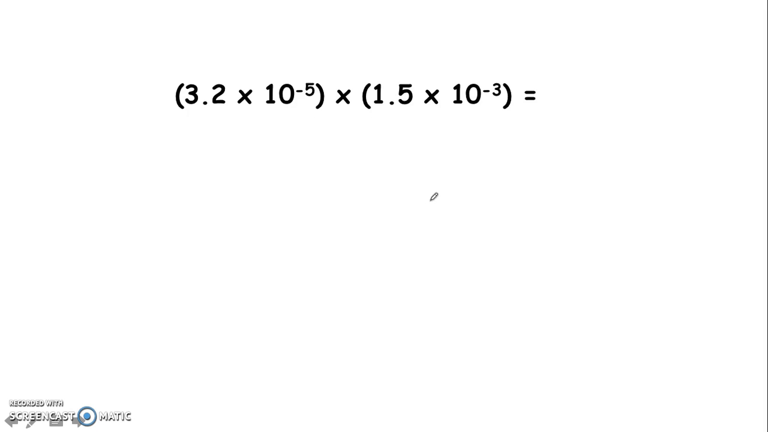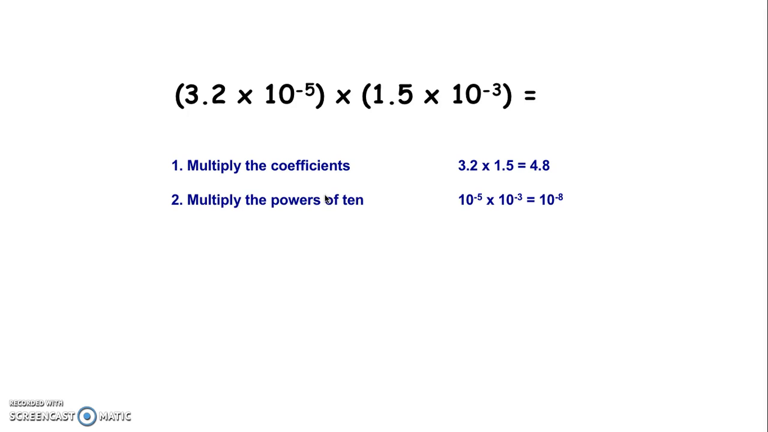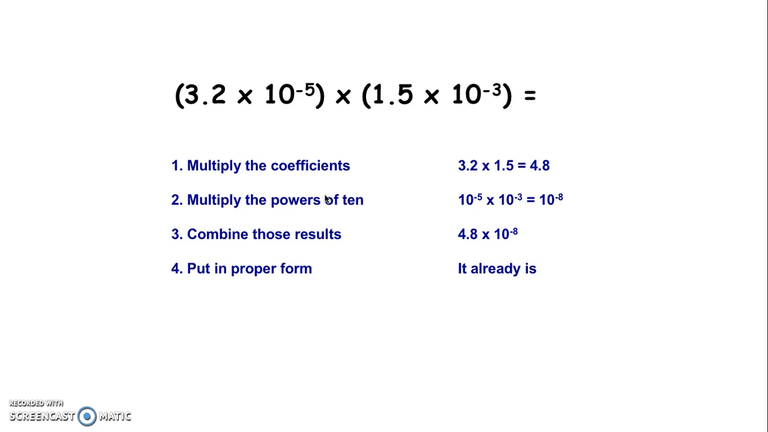Another example that we have is 3.2 times 10 to the negative 5th times 1.5 times 10 to the negative 3rd. It's the same exact thing. Even though we have negative exponents, we still need to multiply the coefficients first. So 3.2 times 1.5 is 4.8. Then we multiply the powers of 10, so 10 to the negative 5th times 10 to the negative 3rd, where negative 5 plus negative 3 is 10 to the negative 8th power. Combine them, and you get 4.8 times 10 to the negative 8th, and it's already in proper form. So the answer is 4.8 times 10 to the negative 8th.